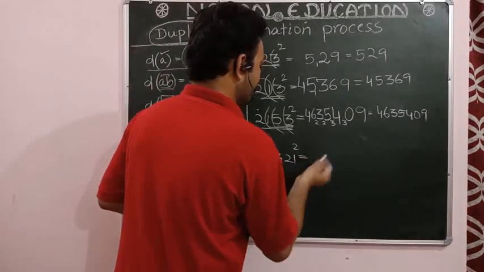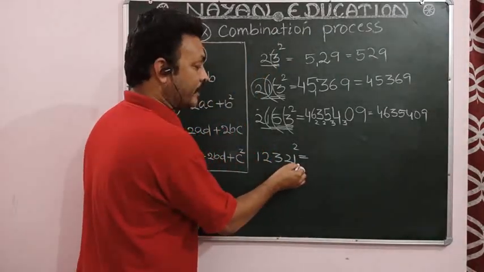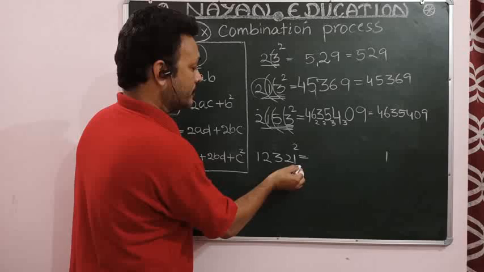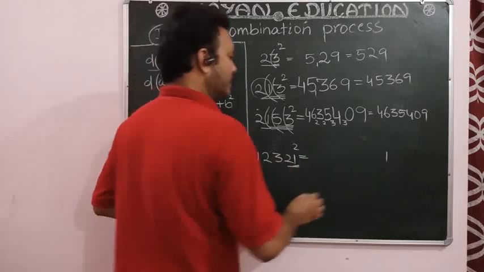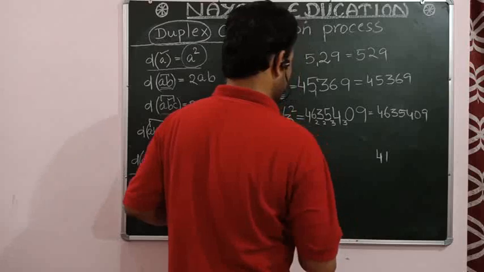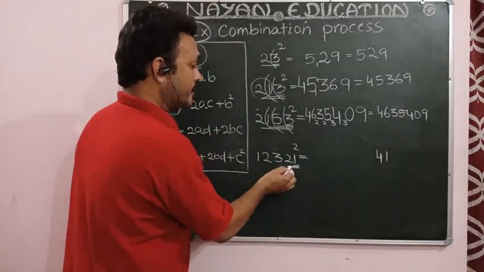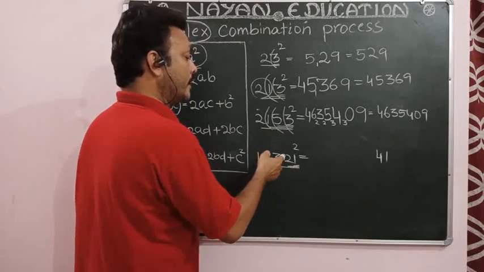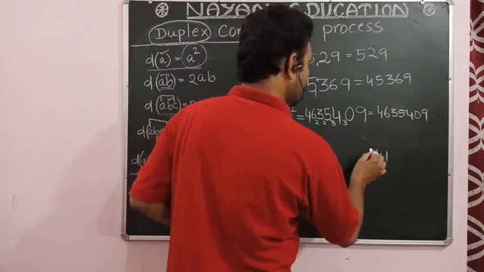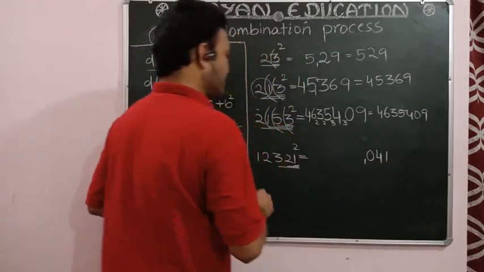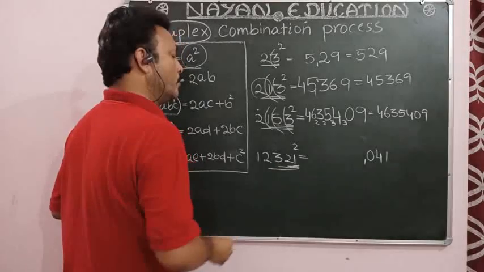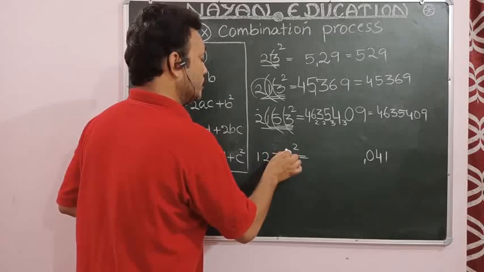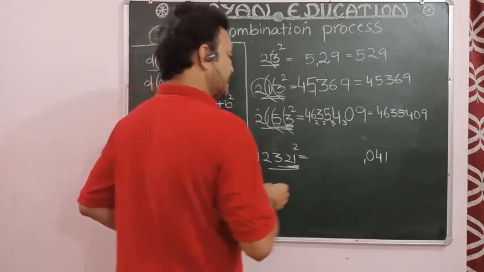Friends, take the first digit from the right. What is the duplex of 1? 1. What is the duplex of 21? 2 into 2 into 1, that is 4. Now, what is the duplex of 321? 2 into 3 into 1, 6, plus 2 square, 10. So, 0, 1 carry. What is the duplex of 2321? 2 into 2 into 1, that is 4, plus 2 into 3 into 2, that is 12. 12 plus 4, 16, plus 1, 17.